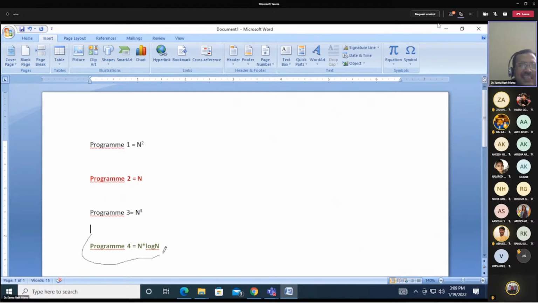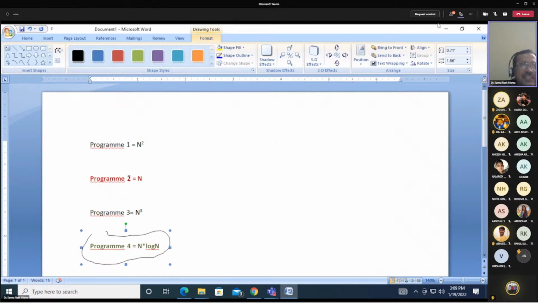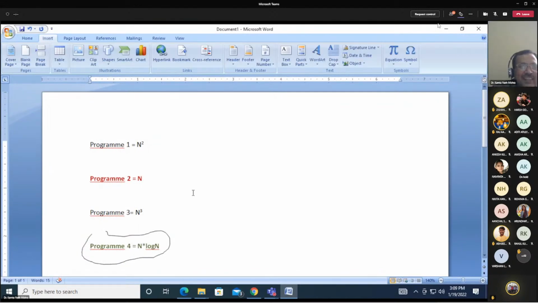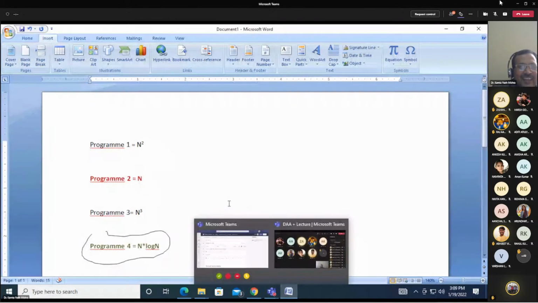sir, give us n rupees. Give us n rupees. किसको ज्यादा पैसे मिलेगा, किसको कम पैसा मिलेगा? n वाले को ज्यादा पैसा मिलेगा कि n log n वाले को ज्यादा पैसा मिलेगा?